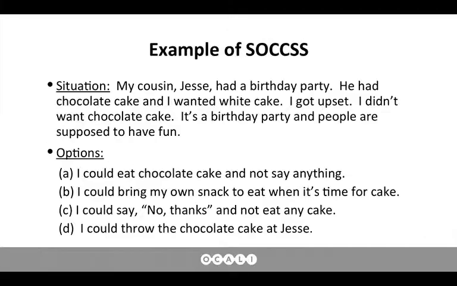Here are the first two steps in a SOCS example. Here's the situation. A child is having a difficult time with the kind of cake being served at a birthday party. He wanted white cake and was offered chocolate cake. He got really upset and acted out at the party. It also lists the options your child or family member may have to solve the problem.